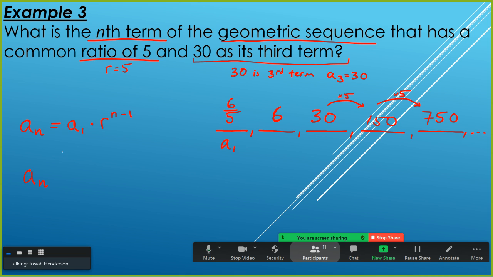We could state what the nth term is. A sub n is 6/5 times 5 to the n minus 1. They didn't ask us for like the 20th term or the 100th term, so we're not plugging anything in. We're just leaving it as the formula.